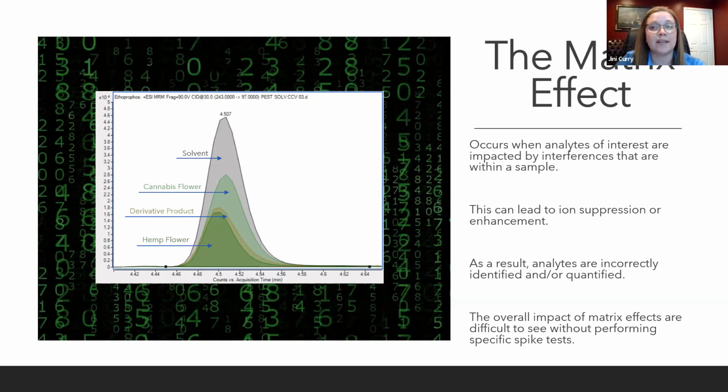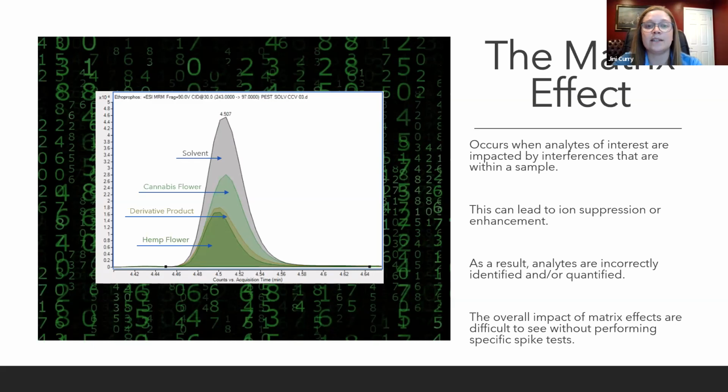So when you take this sample, if this is a sample for you, or in this instance, it's a CCV in order for us to show the variation in responses, but you run a solvent cal, and then you quantify your cannabis flower on it, your derivative product on it, and your hemp flower on it, you're going to be drastically under quantifying that. So if a derivative product, for example, has ethoprop in it, you're now under quantifying that ethoprop by almost 50%.